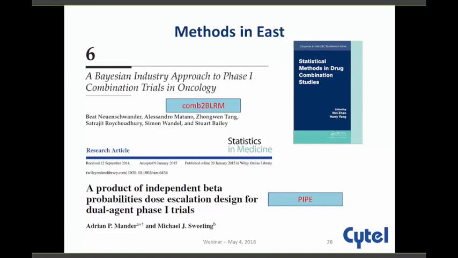And the second method is a result of the research conducted by the MRC in Cambridge, by Andrew Mander and Michael Sweeting, and can be thought of as an extension probably of the mTPI model, in the sense that it uses products of independent beta probabilities to model the probability of toxicity at each dose combination.